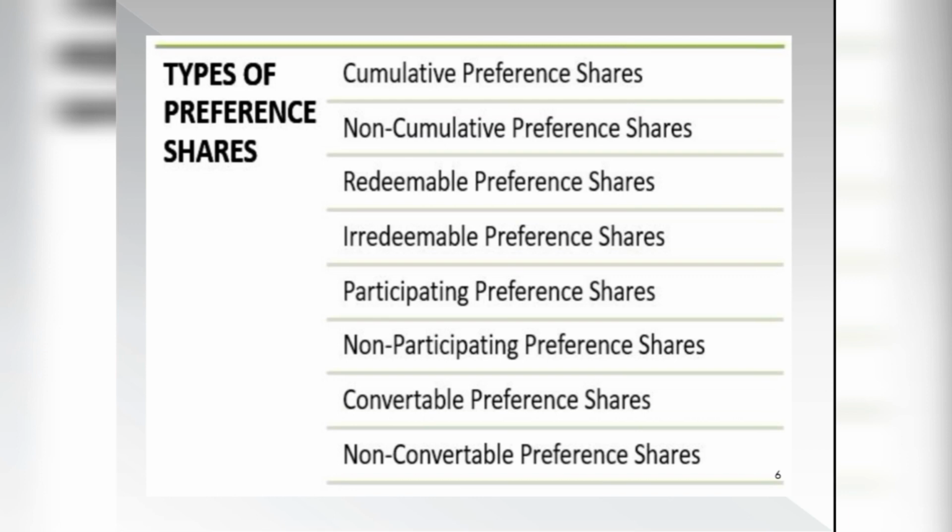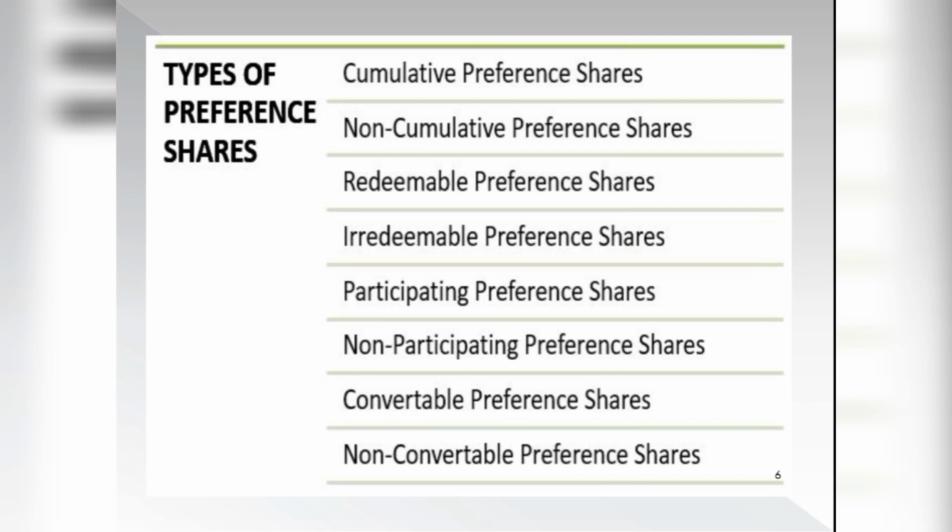Non-cumulative preference shares. Shares in respect of which dividends do not accumulate are called non-cumulative preference shares. If the company does not declare dividend in any year, the non-cumulative preference shareholders' right to dividend in respect of that year is lost forever.